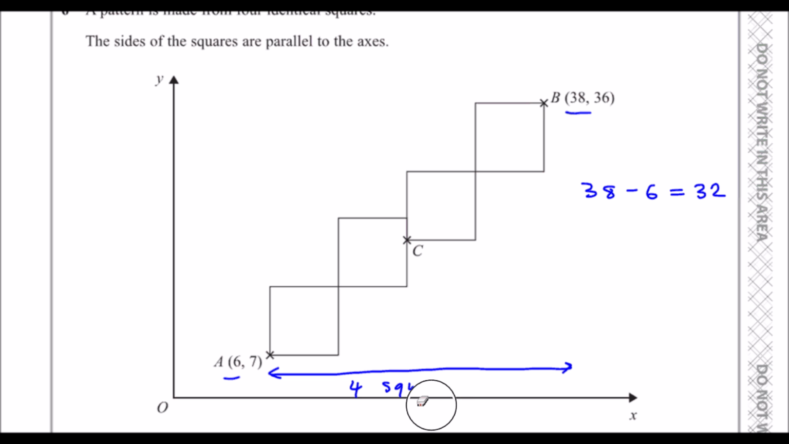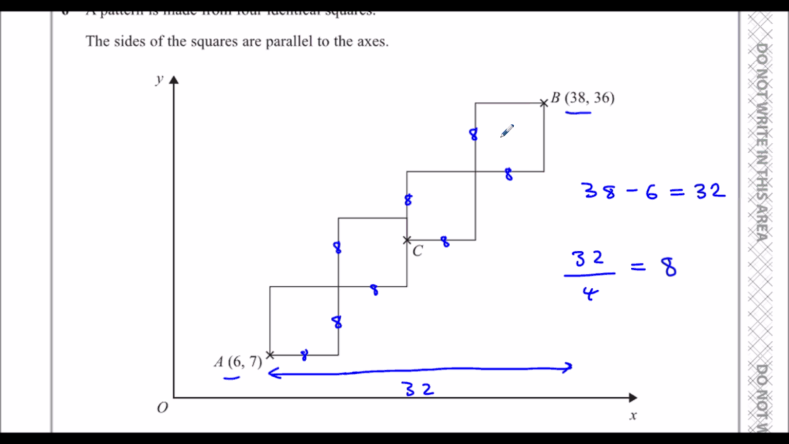So that distance from A to B is 32, and that represents 4 squares. So 32 divided by 4, half the number and half it again. So 32 divided by 2 is 16, divided by 2 again is 8. So that means each length of a square must be 8. And because it's a square, the heights must also be 8.